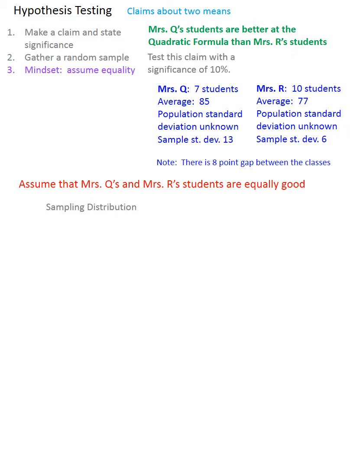So, in the spirit of the mindset of equality, let's look at a sampling distribution of what Mrs. Q's sample averages minus Mrs. R's sample averages might look like. Now again, I don't mean here 85 minus 77. We know there's an 8-point gap in our particular sample. I'm looking more generally at my sampling distribution and imagining what would happen if we continued this process multiple times.